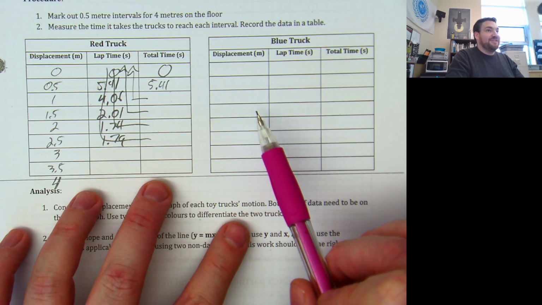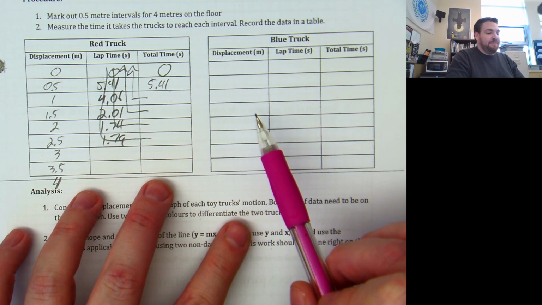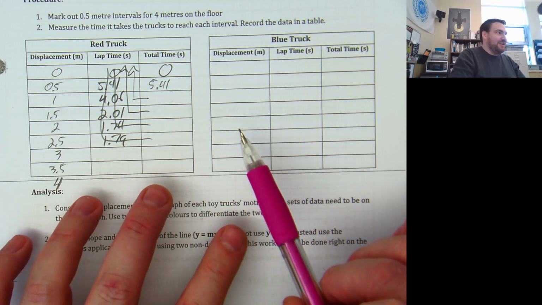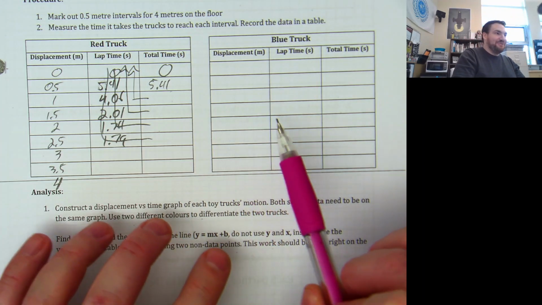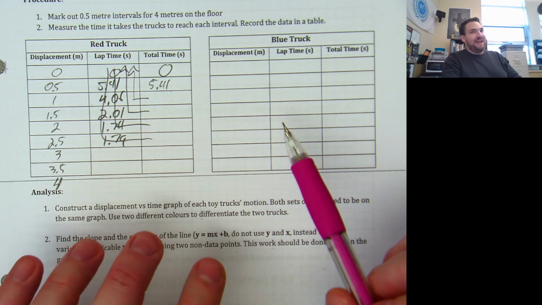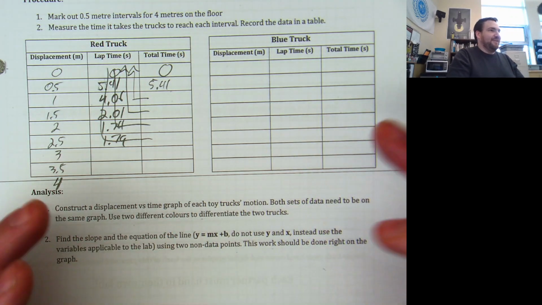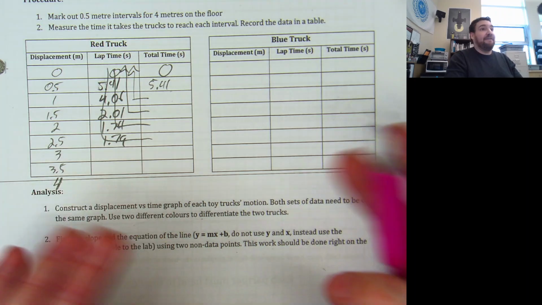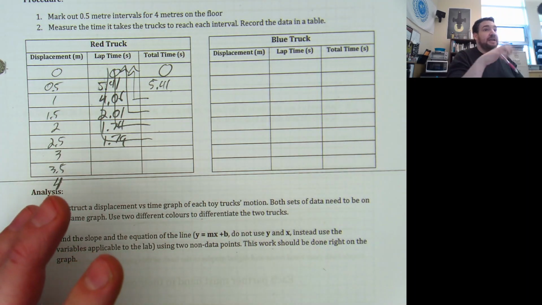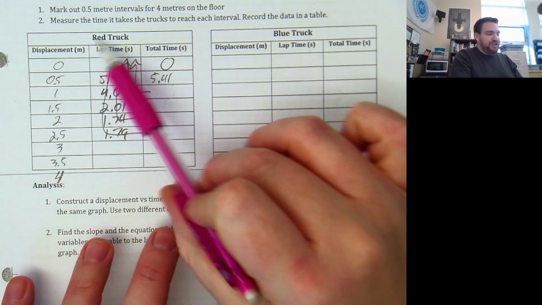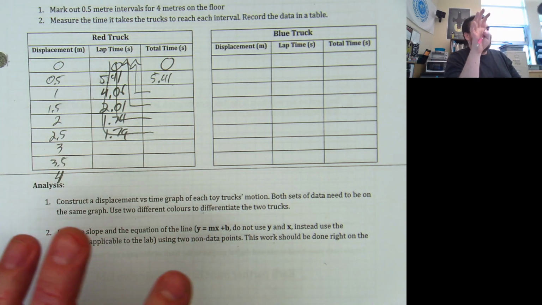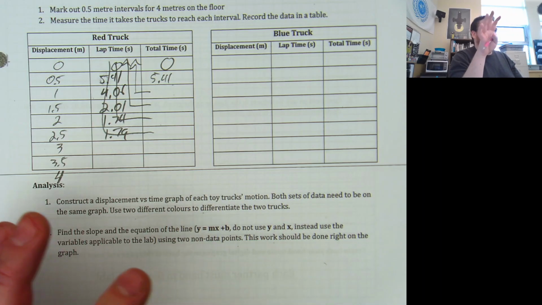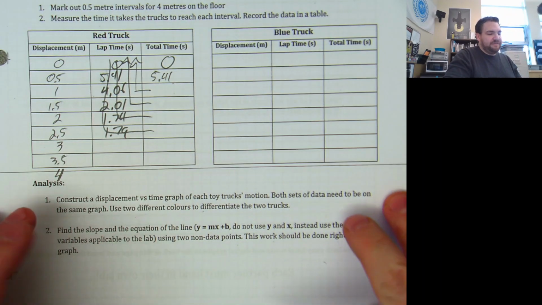I've had students who decided they wanted to be difficult, and they made the line for the red truck blue on their graph, and then for the blue truck, they made the data red, just to be difficult. If you need colors, I have colors. I have a whole box of pencil crayons for you to use. If you have colors of your own, differentiate between the red and the blue truck. If you're not using red and blue, or you're using red and blue in a silly way, make a legend so that I can tell which is which, or actually label them on your graph.